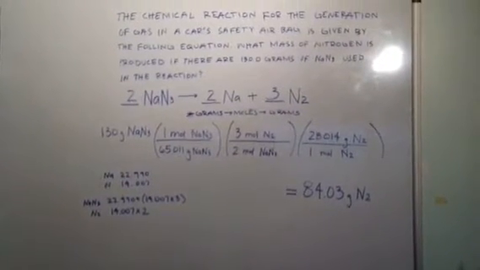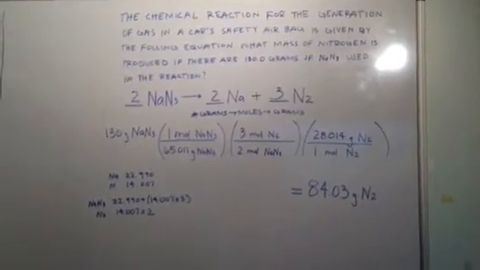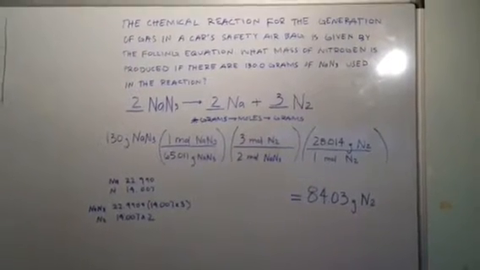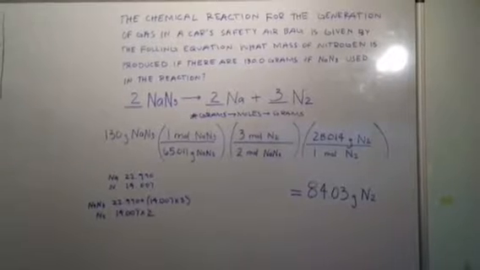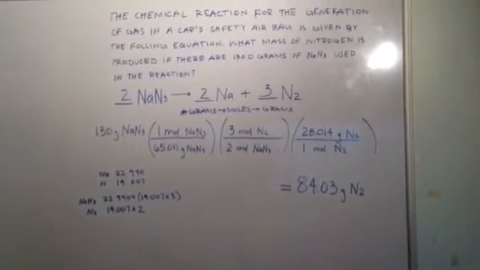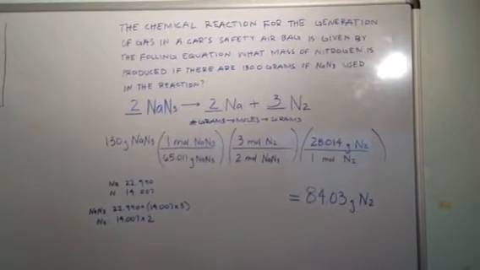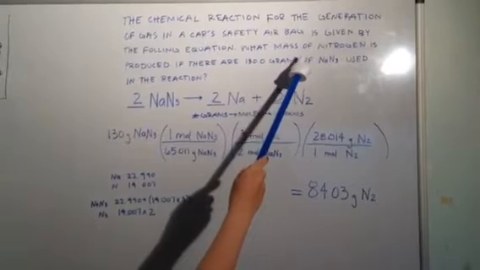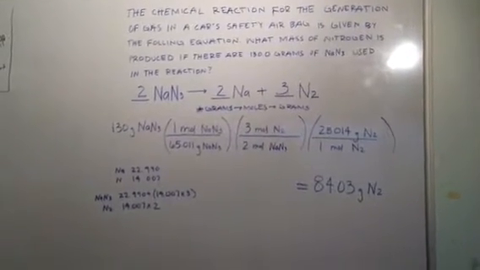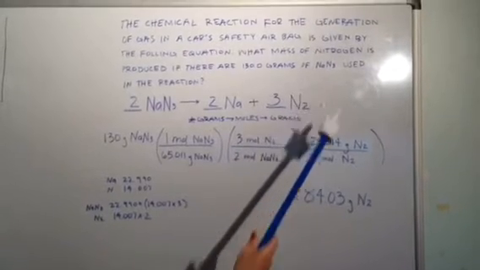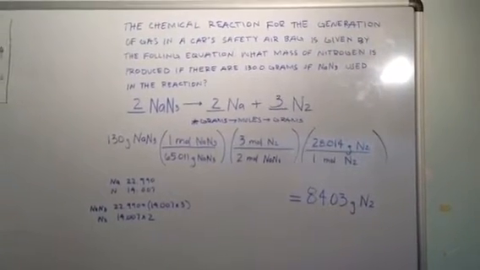This problem states the chemical reaction for the generation of gas in a car's safety airbag is given by the following equation. What mass of nitrogen is produced if there are 130 grams of NaN3 used in the reaction? The two most important things in this problem are mass of nitrogen, because that's telling you what you want to find, and 130 grams of NaN3, because that's telling you what you're going to start with.